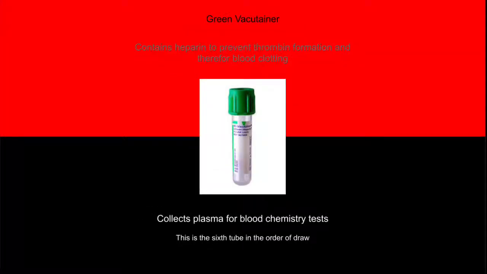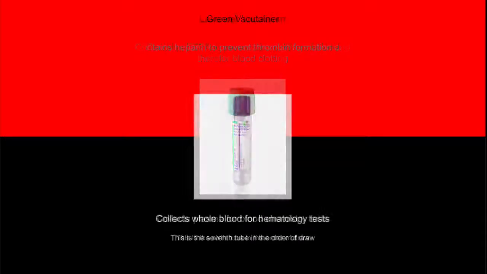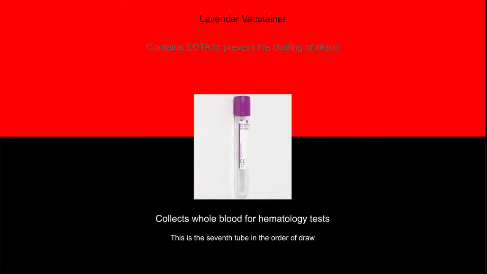This is the green or dark green vacutainer. It contains sodium heparin to prevent thrombin formation and therefore clot formation. It is mainly used to collect plasma for blood chemistry tests. The lavender top tube contains EDTA, an acid that is a powerful anticoagulant. This tube is mainly used for hematology studies, such as complete blood counts and specialized blood counts.